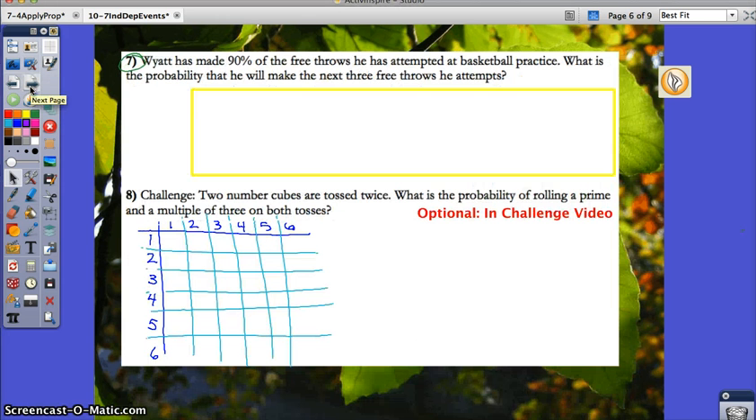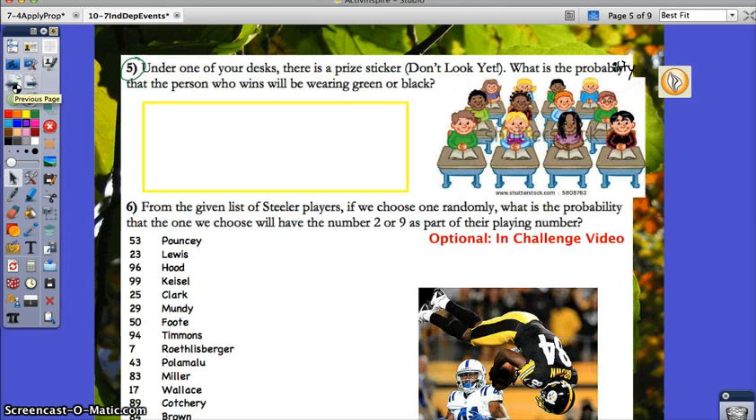And then number 7, if Wyatt made 90% of the free throws he's attempted at basketball practice, what is the probability that he will make the next 3 free throws he attempts? So try 5 and 7, pause, press play when you're ready to go over it. You can do that now.